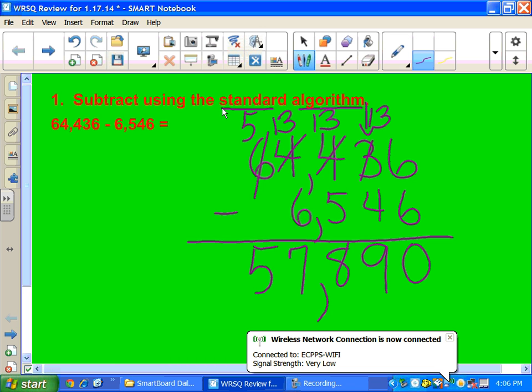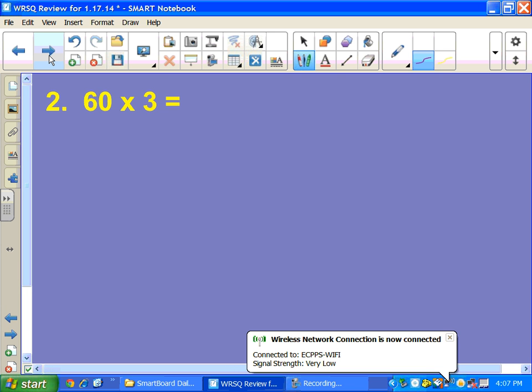Make sure I put my comma in the right place. I go 1, 2, 3 over, comma. So the difference of these two is 57,890. Going on. Next one, pause it, or actually pause it just for a second and do this mentally if you can. You should be able to.